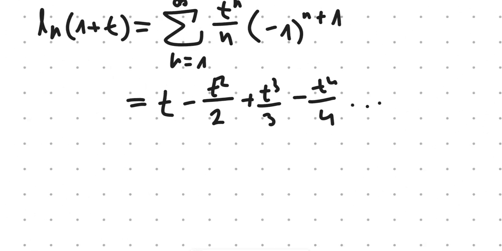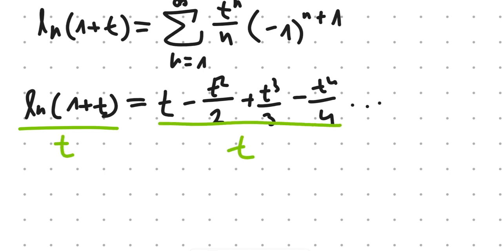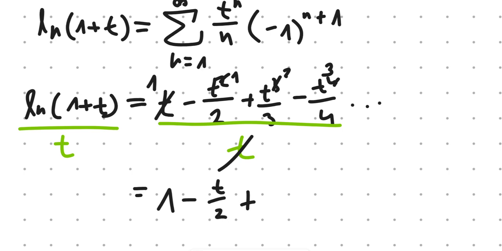Okay, now we see that this is also ln of 1 plus t, so we can divide by t on both sides to get the full expression we need for the limit. If we divide by t, the first term t over t cancels out to be 1, t to the second becomes t to the first, t to the third becomes t to the second, and t to the fourth becomes t to the third. So all the exponents go down by 1. We get 1 minus t over 2 plus t squared over 3 minus t cubed over 4, and so on. This is the same thing as ln of 1 plus t divided by t.